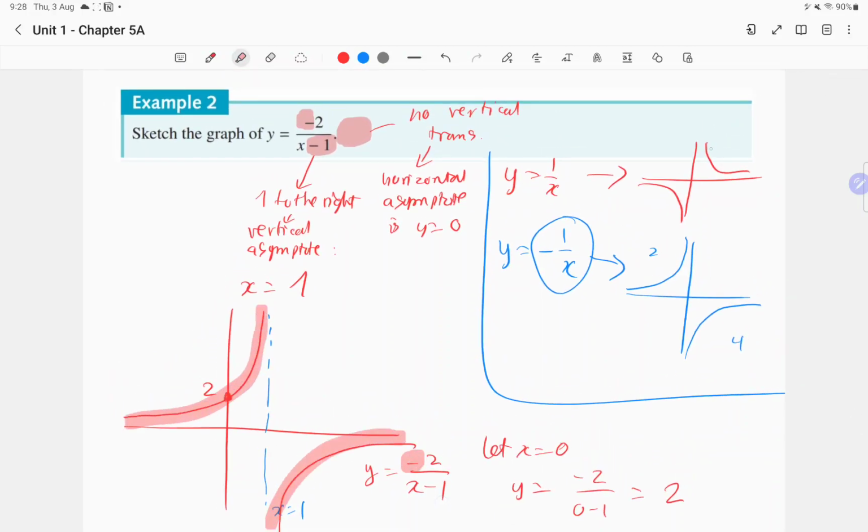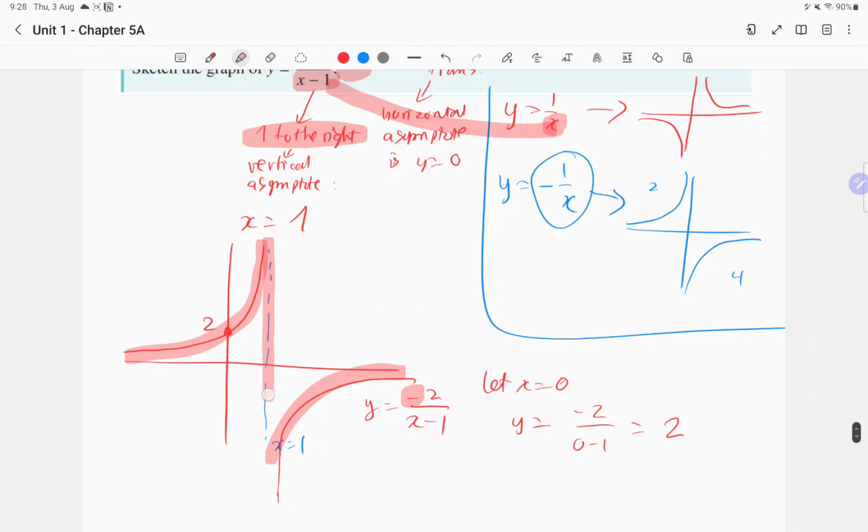So now it looks like that as opposed to the original equation. The original equation is 1 over x, and when x is replaced by x minus 1, that means it's translated 1 to the right. So the new vertical asymptote would be this vertical one here at x equals 1. But the horizontal asymptote is still the same. It's still the x-axis, which has the equation y equals 0.